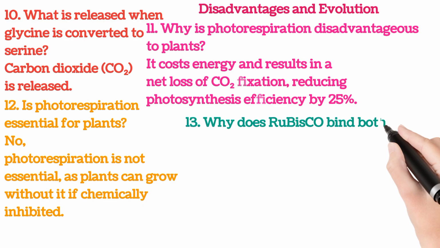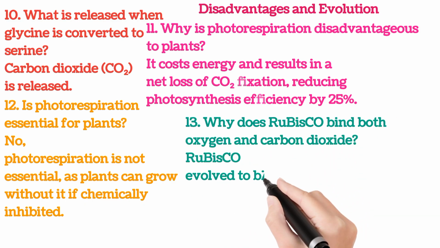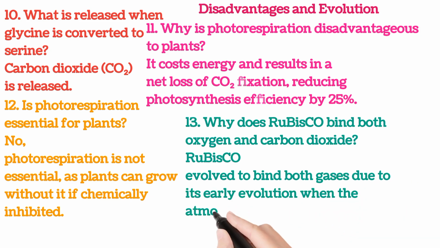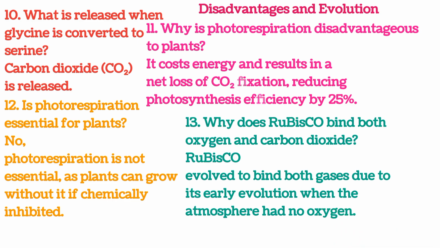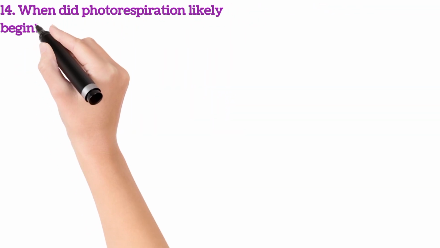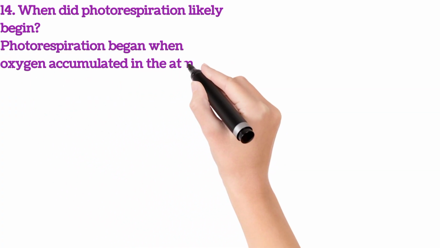13. Why does RuBisCO bind both oxygen and carbon dioxide? RuBisCO evolved to bind both gases due to its early evolution when the atmosphere had no oxygen. 14. When did photorespiration likely begin? Photorespiration began when oxygen accumulated in the atmosphere.